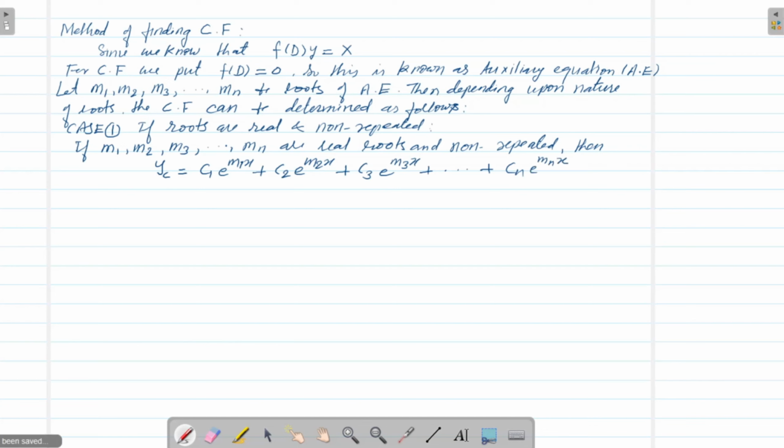So here, if roots are distinct and real, then yc can be written as c1 e raised to m1x plus c2 e raised to m2x plus c3 e raised to m3x and so on up to cn e raised to mnx. There are n distinct roots, so there will be n arbitrary constants, that is c1, c2, c3 up to cn.